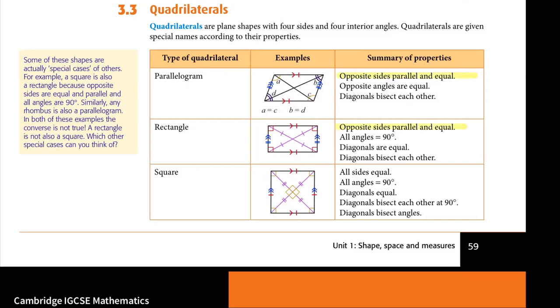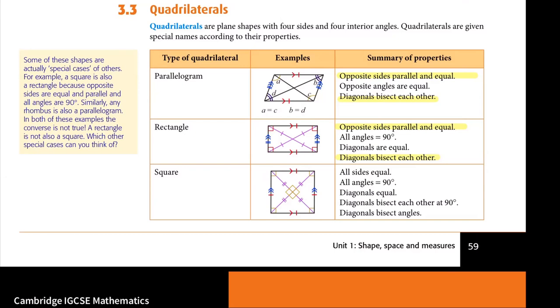Next one is diagonals are equal. For a rectangle, the diagonals are equal, but for a parallelogram, no. You can see they don't have lines here. And then the diagonals bisect each other, they share the same quality here. All right, then we go to square.